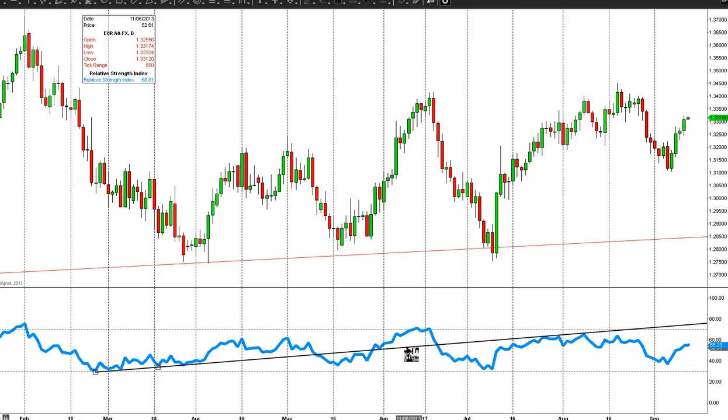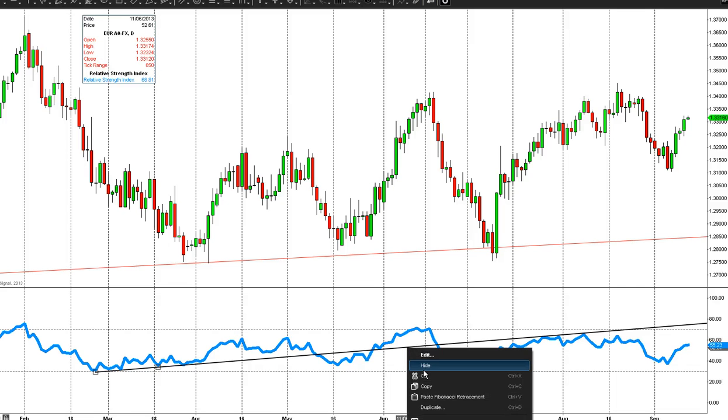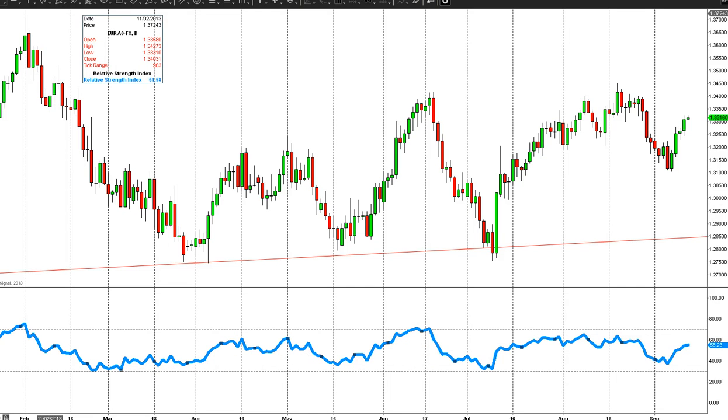Just remove this line here, and I can then show you this divergence that happened towards recent months. Okay, there you go. That little trend line quite clearly shows that we had some negative divergence, in that the RSI started heading lower while we were still heading higher in this area. That gave us an early warning that the market was running out of steam, and indeed we did sell off.